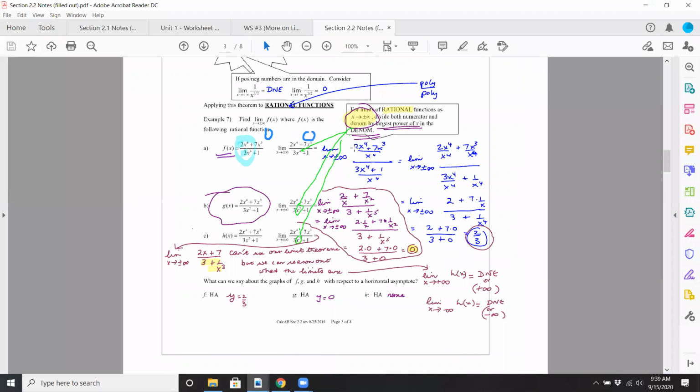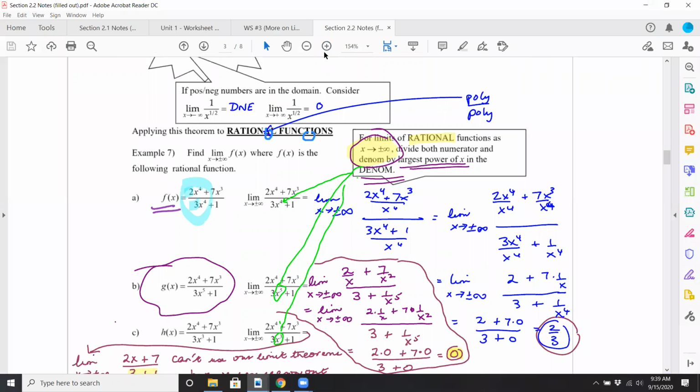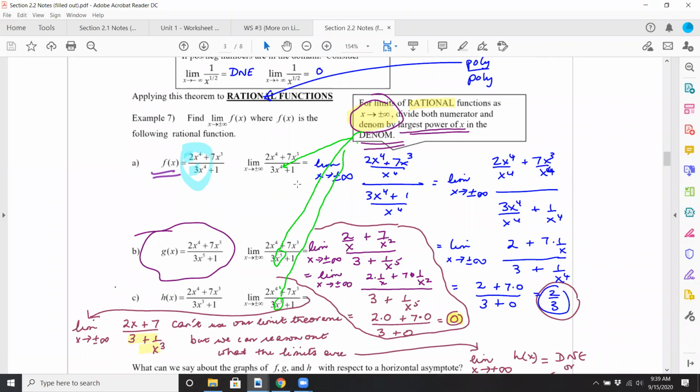And analytically, why that happens, if I zoom in just a tad more here, let me clear my screen. You can see that if you multiply both top and bottom of this by 1 over x^4. So you have 2x^4 plus x^2 over x^4, 3x^4 plus 1 over x^4. If you break up fractions and simplify, you have 2 plus 7 over x, or 3 plus 1 over x^4. And these individually each go towards 0, leaving you 2/3, when the limit as x approaches positive infinity is being applied. So that's what's happening there.